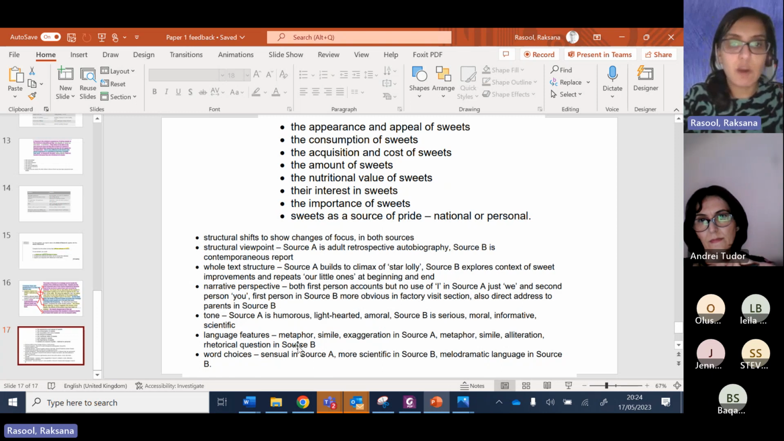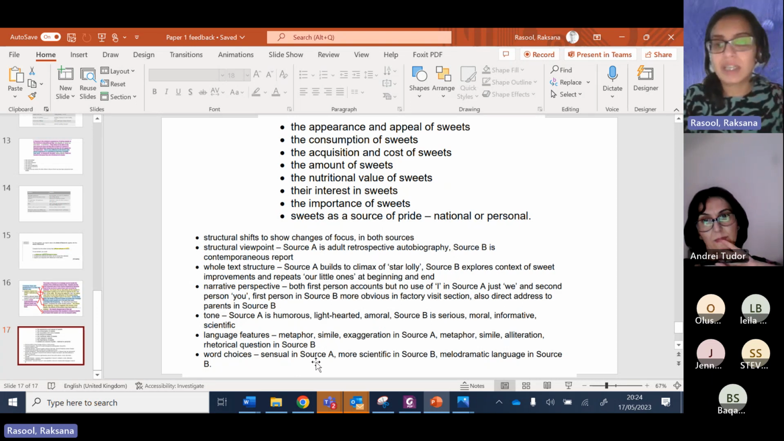Language. In source A, you've got metaphor, simile, exaggeration. And you've got metaphor, simile, alliteration, rhetorical questions in source B. Word choices: sensual language in source A, but more scientific in source B. Melodramatic language in source B, okay, of how dangerous it can be. You'd only need to take 3 or 4 things.